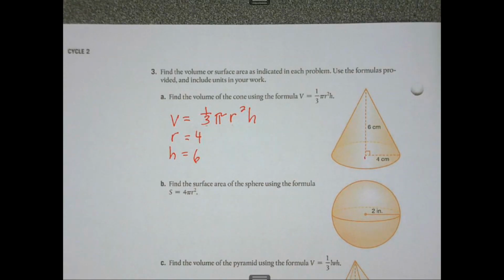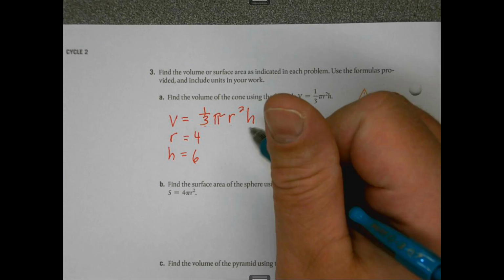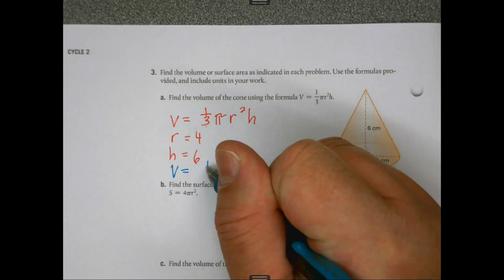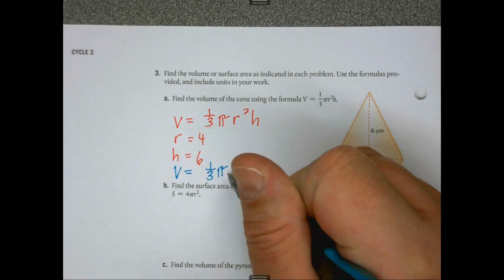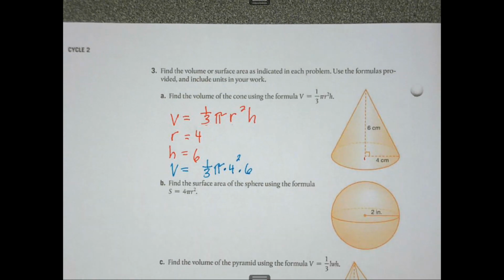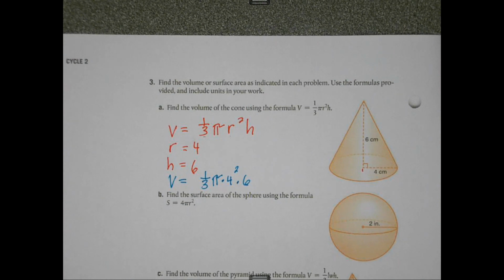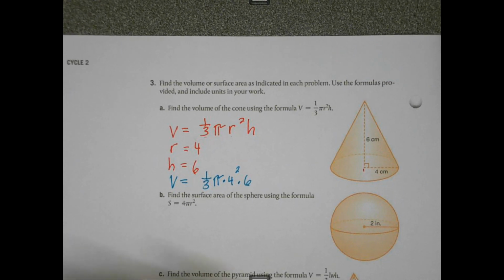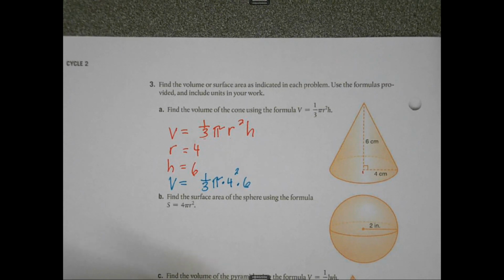1/3 times pi times 4 squared times my height, which is 6. And then I'm going to need a calculator. So I get 1/3 times pi times 16, which is 4 squared, times 6. And it gives me approximately 100.4 or 100.5 centimeters cubed.